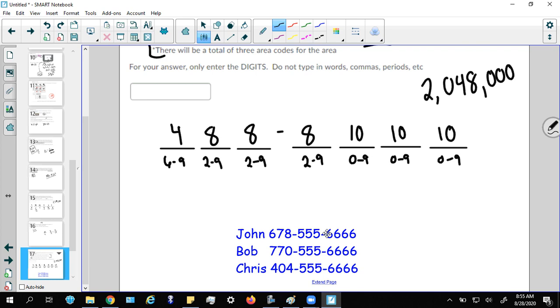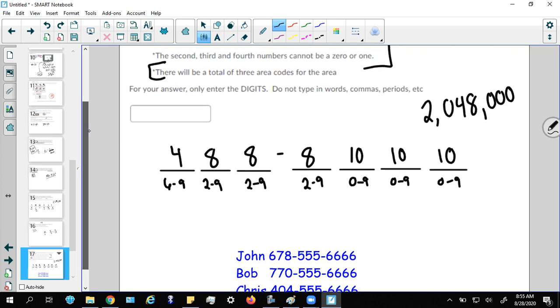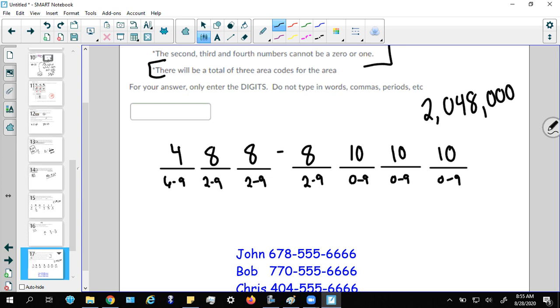So what the area codes allow is that one phone number can be used 3 times over because there's 3 different area codes. So very simply, you're going to take 2 million and times it by 3 because each number can be used 3 times, which triples the amount of phone numbers. So 6,144,000 total possibilities.